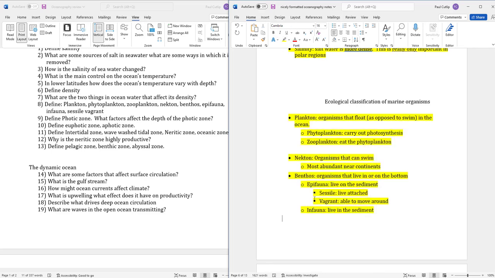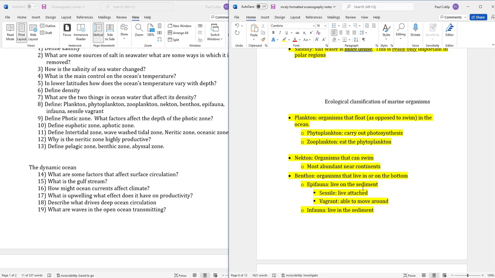And so plankton are organisms that float as opposed to swim in the ocean. Phytoplankton can carry out photosynthesis. Zooplankton eat phytoplankton. There we have plankton. Okay. Nekton is anything that can swim. So fish, whales, dolphins, porpoises, sea turtles, things like that.